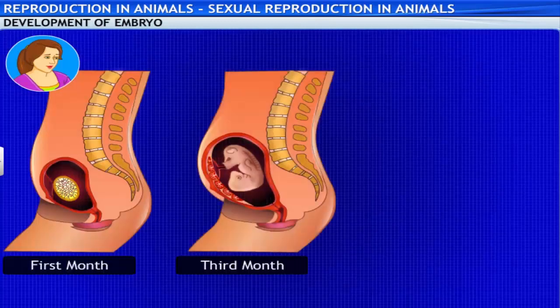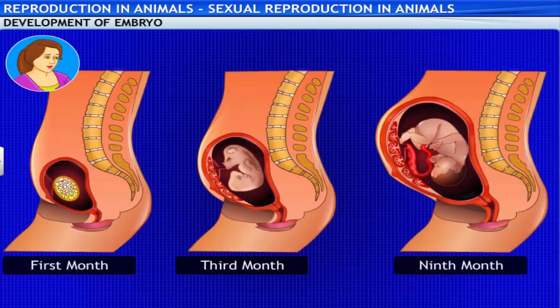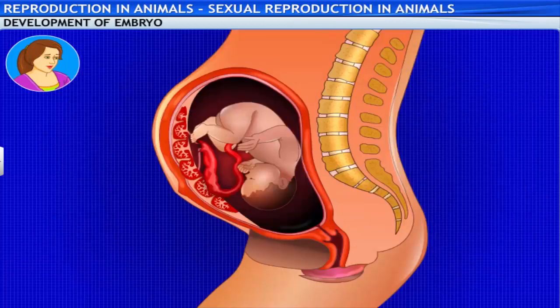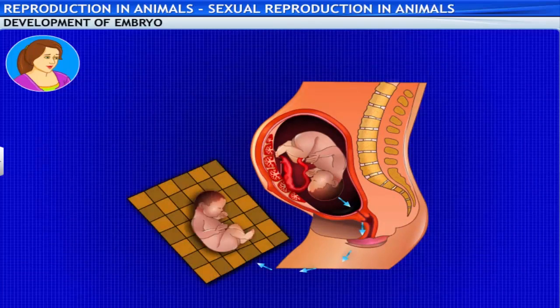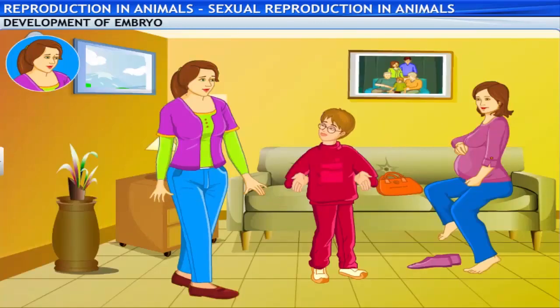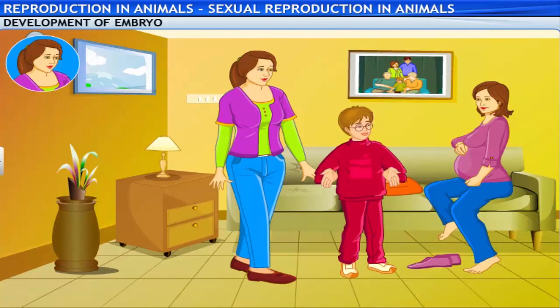The embryo embeds itself in the uterine wall for further development of various parts of the body, such as head, hands, legs, eyes and ears. When the development of the embryo reaches a stage where all parts of the body can be identified, it is called a fetus. The child is born when the development of the fetus is complete. Oh, how long does that take? About 9 months.